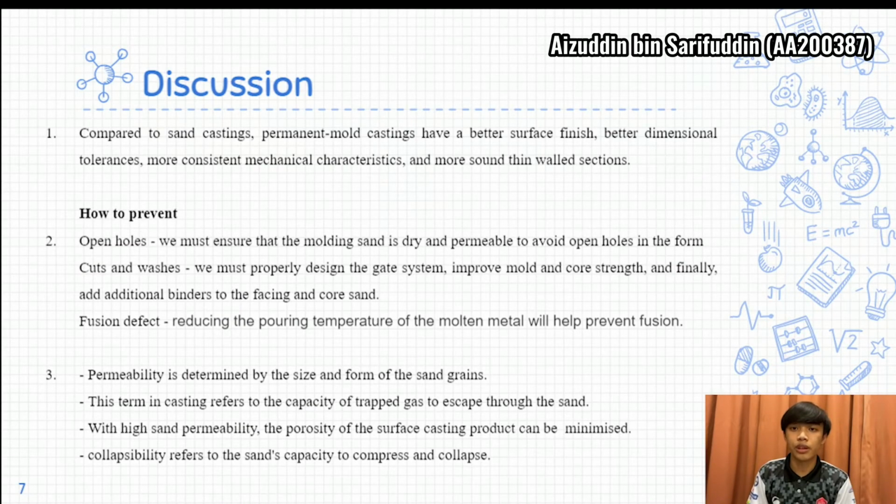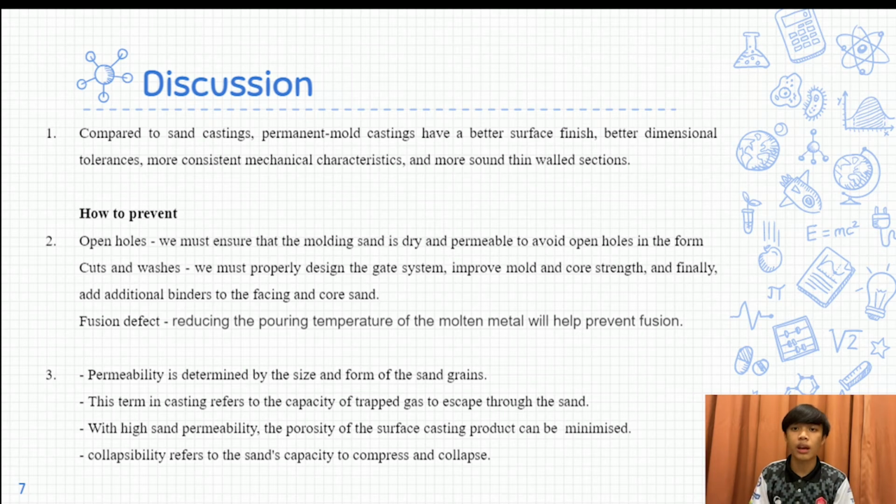My name is Aizuddin bin Sarifuddin. I will present about the experiment discussion. First, permanent mold casting generally possesses a better surface finish, closer dimensional tolerance, more uniform mechanical properties, and more sound thin-walled sections than sand casting. However, sand casting generally allows more intricate shapes, larger overall size, and lower cost than permanent mold casting.